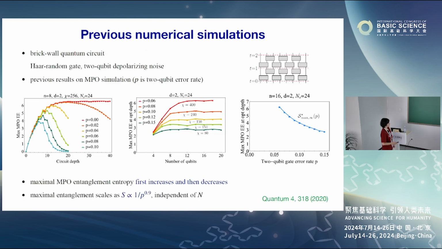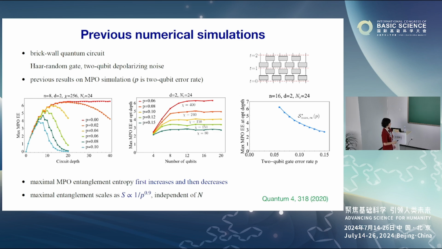And for this brick wall quantum circuit, people have done some calculations using matrix product operators. For the entanglement entropy, if it is cut in the middle, they plot the maximal entanglement entropy as a function of the circuit depth. At first it increases, and then it will go down. Here p is their error rate, the 2 qubit error rate. So this is why they have this increasing and decreasing behavior.